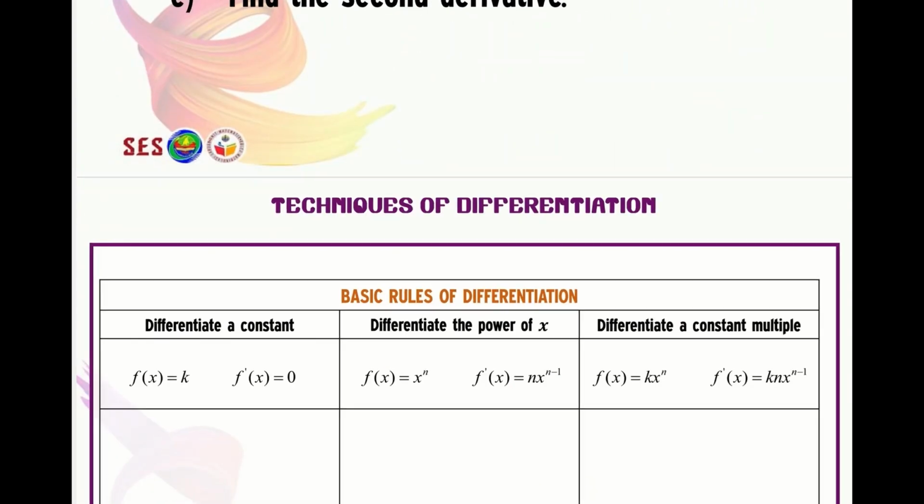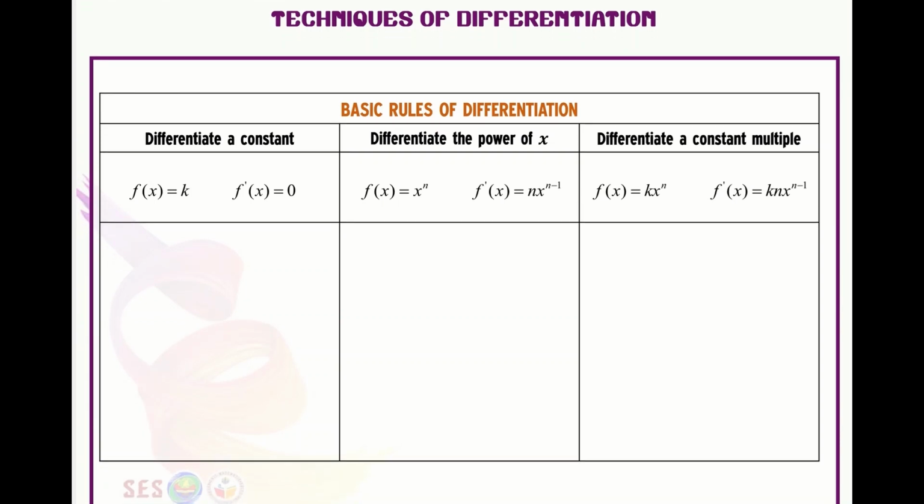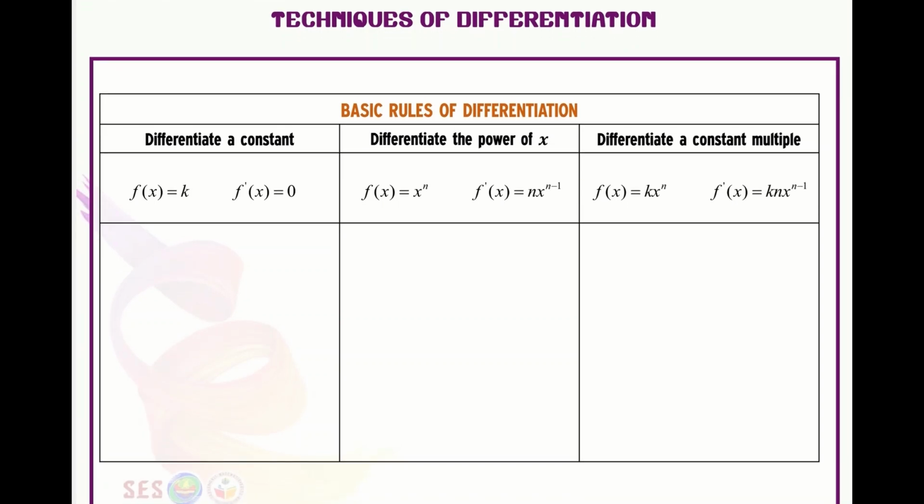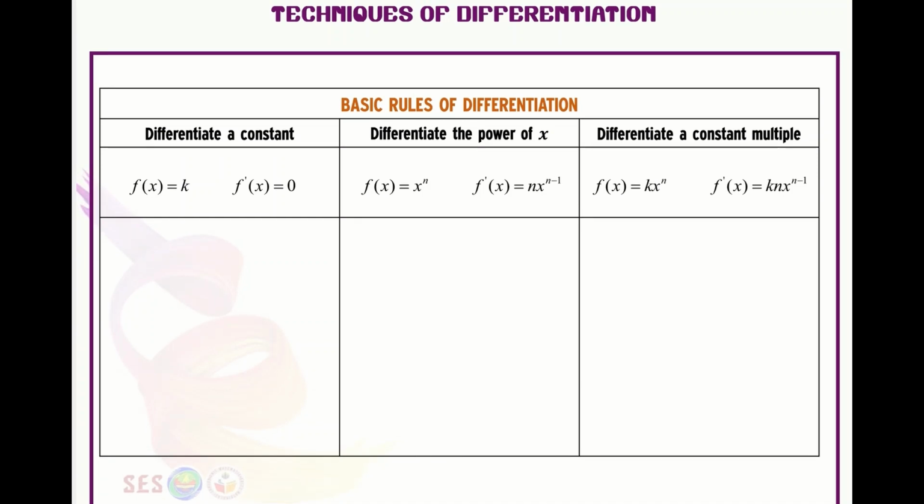Okay, so let us start to discuss the first techniques of differentiation, in which we have three basic rules of differentiation. So the first one is differentiate a constant. The next one is differentiate the power of x. The third one is differentiate a constant multiple. So these three cases are under the basic rules of differentiation.